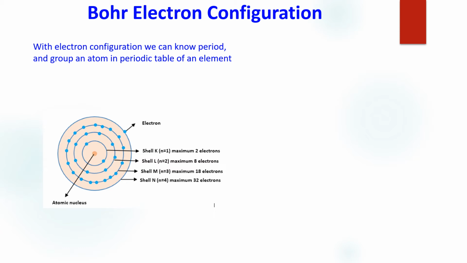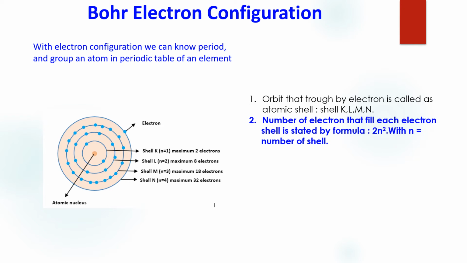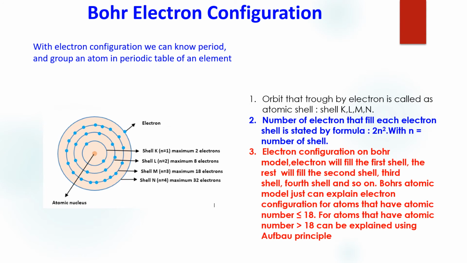The fourth shell is shell N, n equals 4, maximum 32 electrons. The orbit that electrons travel through is called an atomic shell: shell K, L, M, N, as we have learned from the figure. Second, the number of electrons that fill each electron shell is stated by the formula 2n squared, with n the number of the shell.